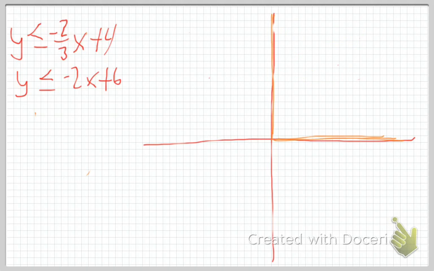All right, so let's go ahead and graph this first one. Let me change colors here. So this first one's going to have a y-intercept of 4, so let's get 1, 2, 3, 4, something like this.